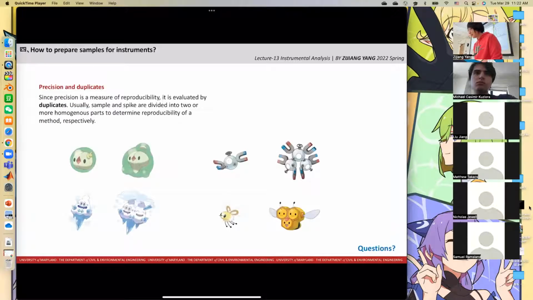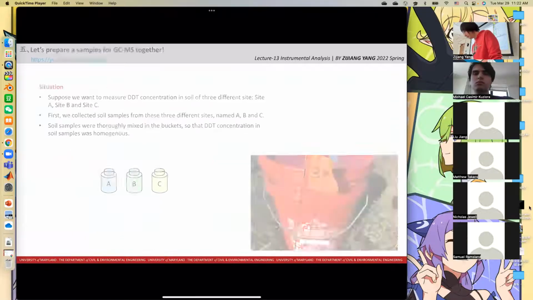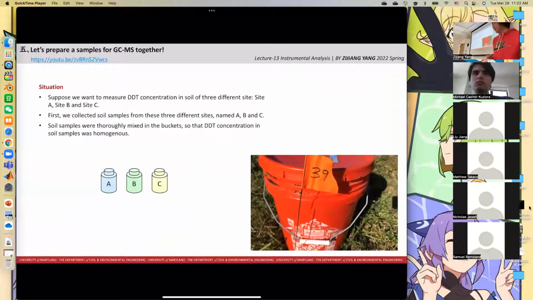And to measure precision, we can use duplicates. Sometimes we can make duplicates, or we can make triplicates, and then we can evaluate the difference between the duplicates, or evaluate the standard deviation of the triplicate. So far, do you guys have any questions? No. And then we can have an example of the preparation of the sample, so I guess we can have a better understanding of those terms.